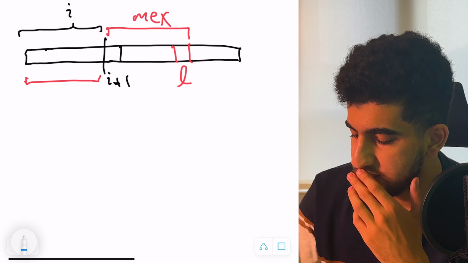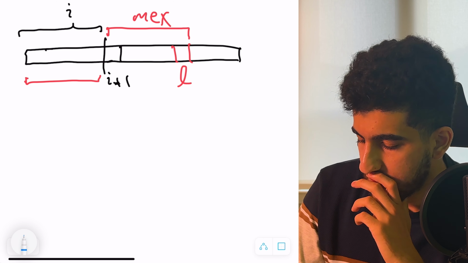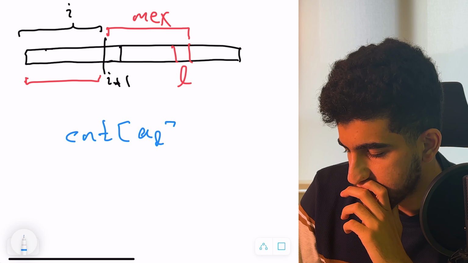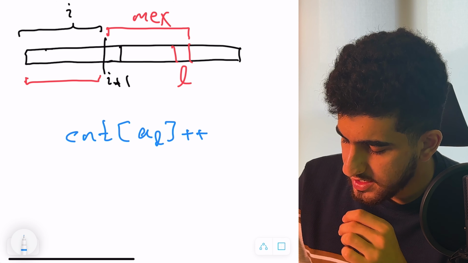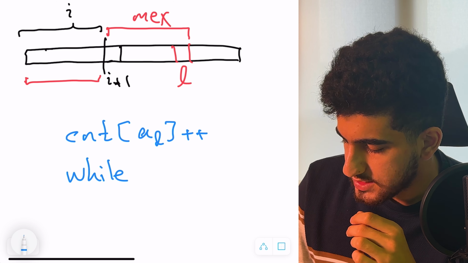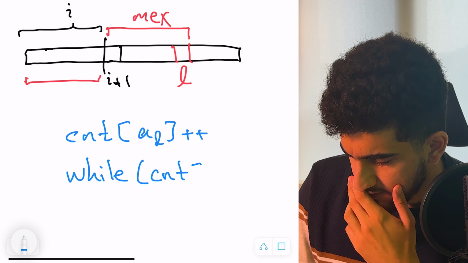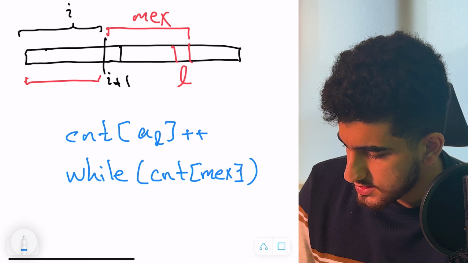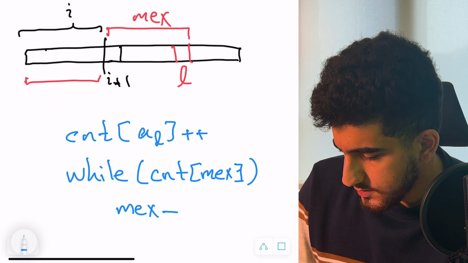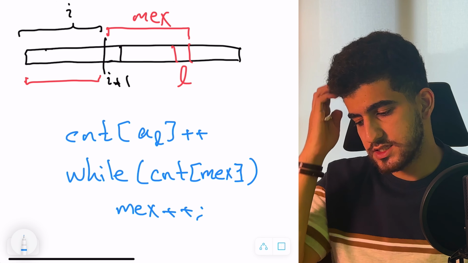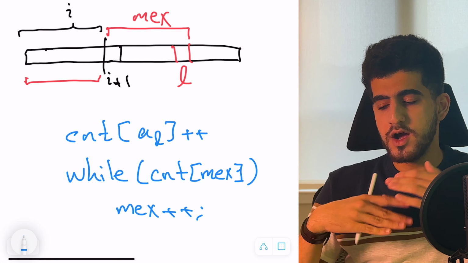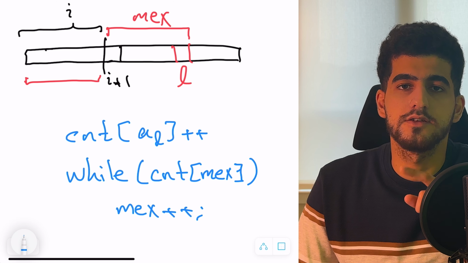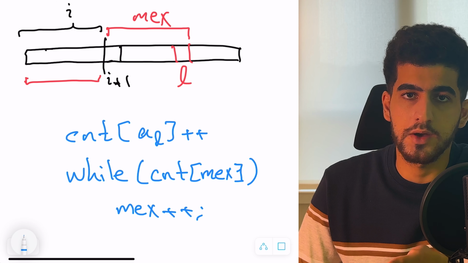I can, each time when I increase L, initially say that CNT of A of L plus plus, and then say that while CNT of MEX is non-zero, MEX plus plus. So this way I increase CNT of A of L, and while the CNT of MEX is not zero, that means that I have at least one of that value. So I can just increase MEX by 1.